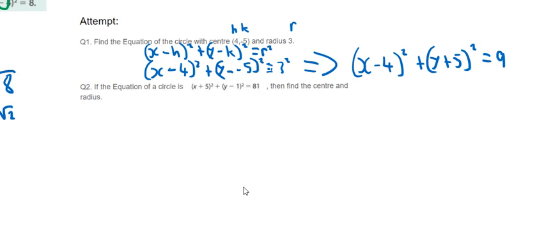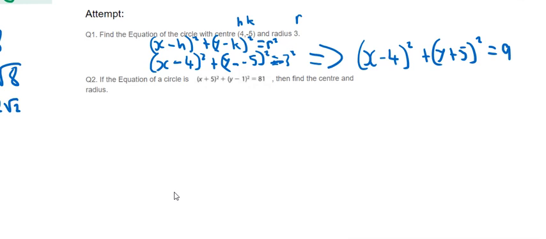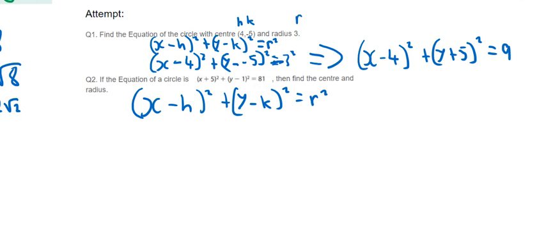Then question 2, if the equation of a circle is x plus 5 squared plus y minus 1 squared equals 81, then find the center and the radius. So I'm just writing out the general equation again, and then underneath I'll just write what this one is, just to make it clear. So you don't really need to do this if you understand already. You can just look at the equation, you can almost just pick them out.